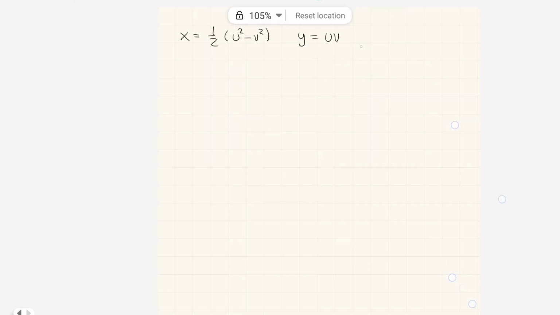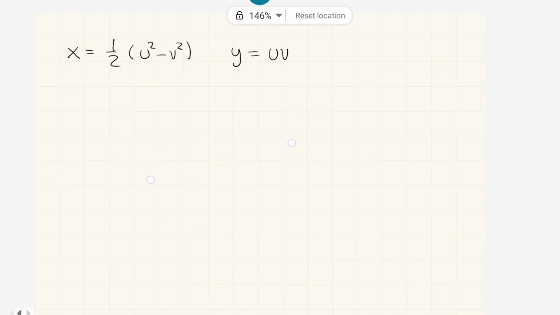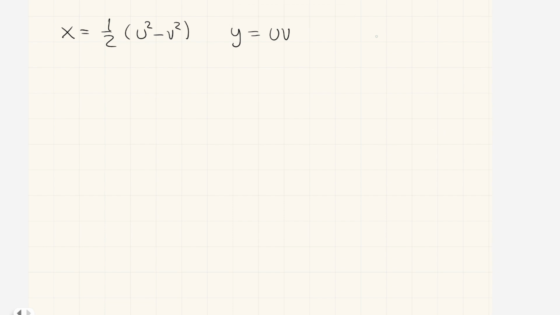Remember that in the Kepler problem we have a motion in two dimensions represented by x and y. So now we are changing these coordinates to new coordinates u and b. Also remember that the Kepler problem is defined with a potential energy given by minus k divided by r, where r is the square root of x squared plus y squared.